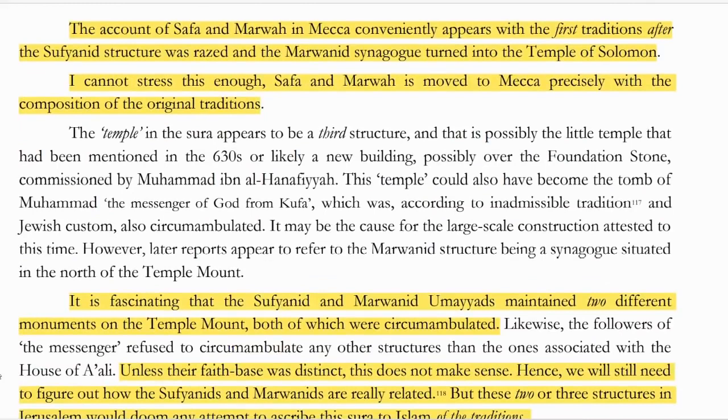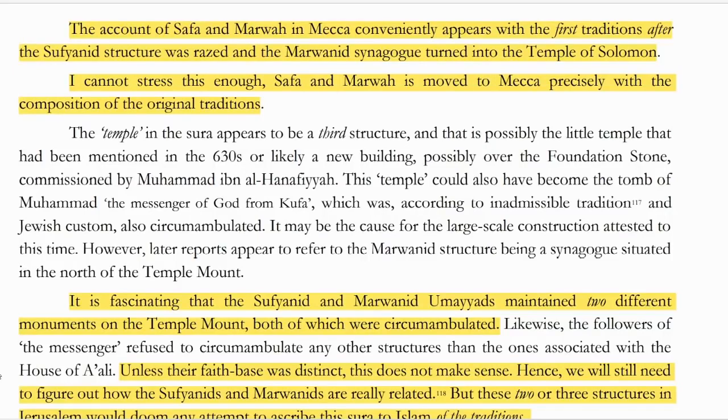The temple in the surah appears to be a third structure, and that is possibly the little temple that had been mentioned in the 630s, or likely a new building, possibly over the foundation stone, commissioned by Muhammad ibn al-Hanifa. I'm not sure if I'd necessarily agree with him. I think it probably makes more sense to identify it with what Umar had built, but we'll go with that for now. This temple could also have become the tomb of Muhammad, the messenger of God from Kufa.